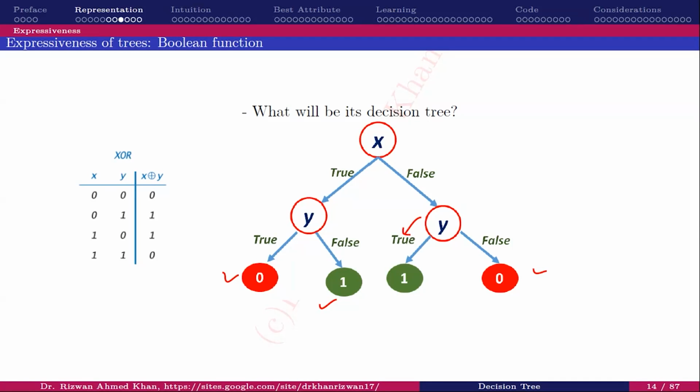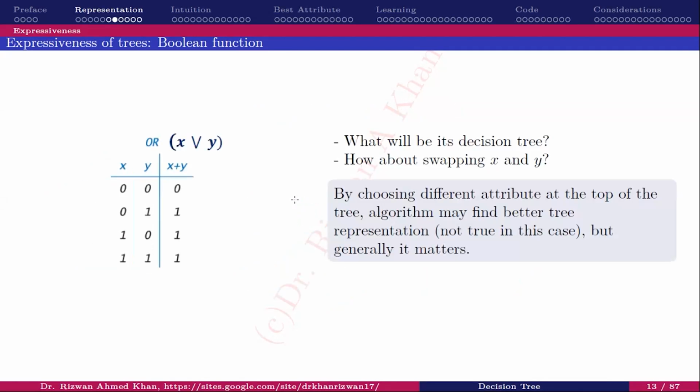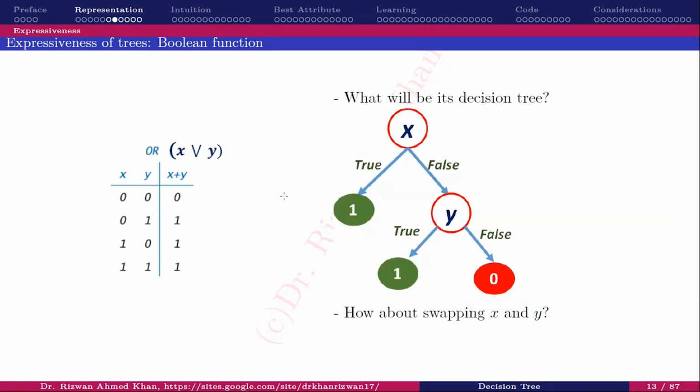Exactly right. Actually, we are following each and every example to find its decision tree. Last time when we did OR, we just chose a few attributes. We don't check y again over here. We already know that if we have reached here and x is true, it's always true. We don't need to check attribute y here. We only check y once x is false. So it's a compact representation.